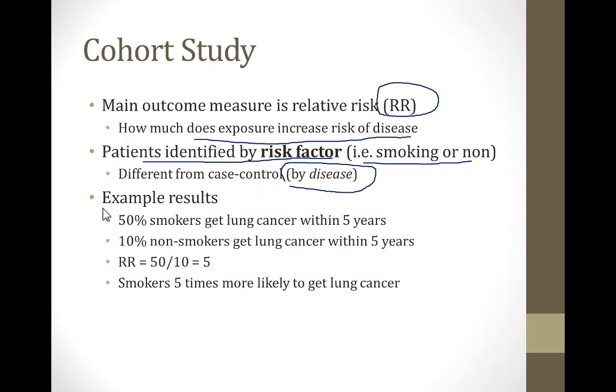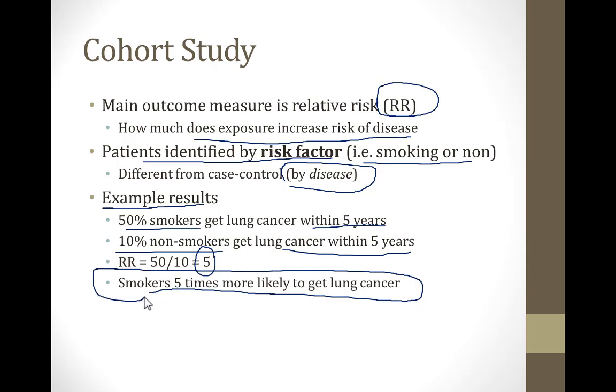So here's an example of the results you might get from a cohort study. You might find that 50% of smokers get lung cancer within 5 years, and that 10% of non-smokers get lung cancer within 5 years. This would give you a risk ratio of 50 divided by 10, or 5. And this means that smokers are 5 times more likely to get lung cancer than non-smokers.